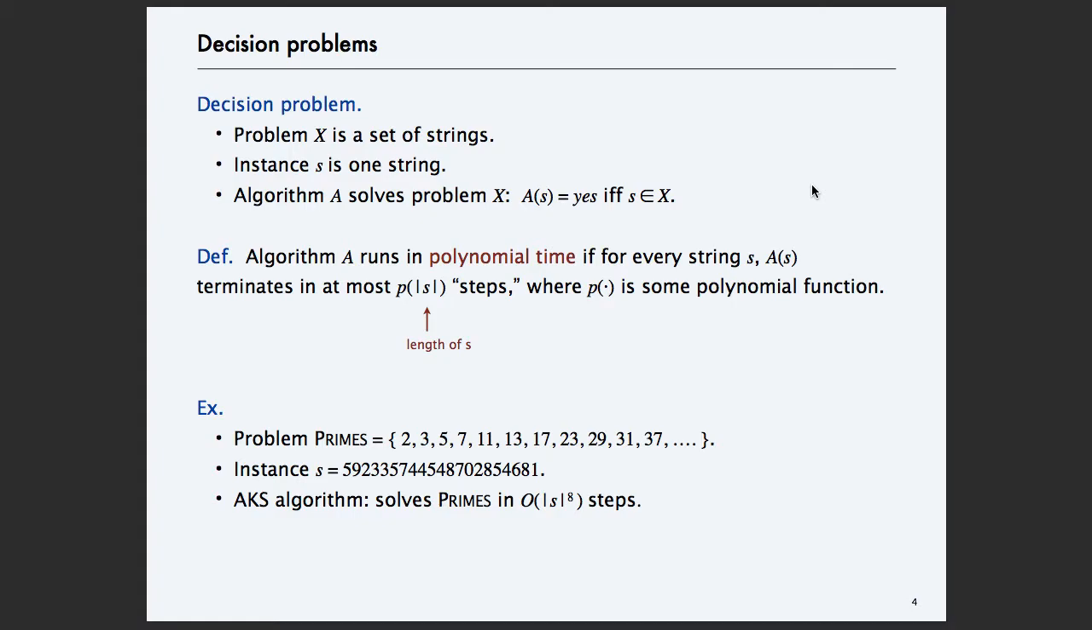If you're doing theory of computation, you'd recognize that. It's a decision problem. It's recognizing a string in a set. It is the exact same definition, but now instead of just doing automata or Turing machines, you have a real programming language. And the algorithm A runs in polynomial time if for every string S, A of S terminates in at most P of the length of S steps, where P is some polynomial function. Length of the string is 100, maybe you do n squared or n cubed or n to the 27.